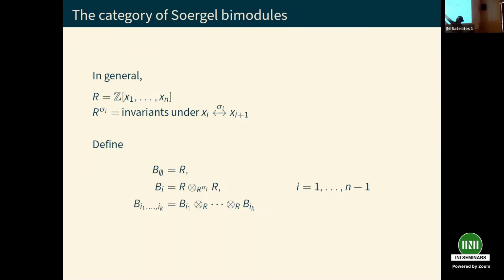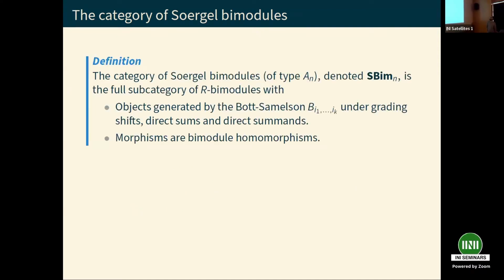Then you can assign the base ring to the empty sequence. You can assign an elementary bimodule to a single index in the sequence in the same way that we defined the case n equals 1. And then for an arbitrarily long sequence I1 through Ik, I can tensor these things together, and they still are bimodules by the left and right action of R. So we can put all these things together into a category.